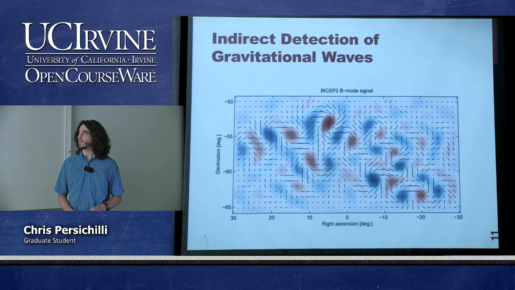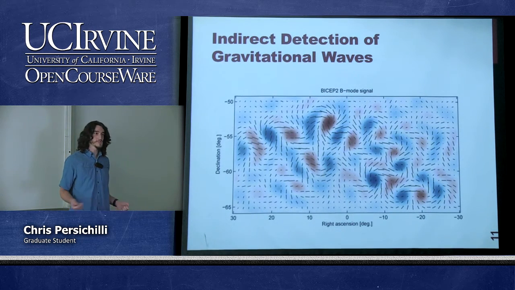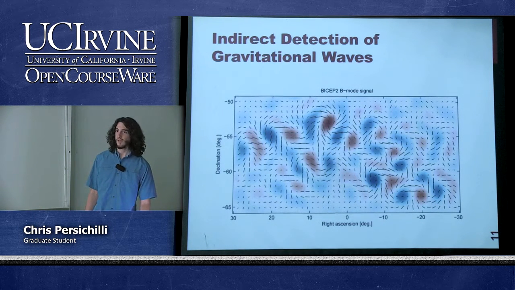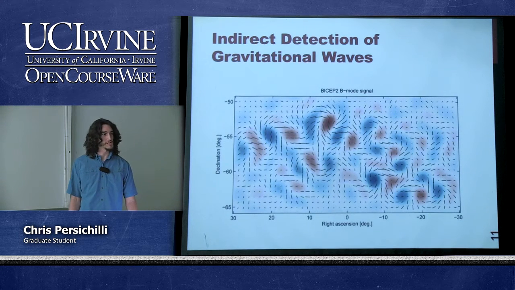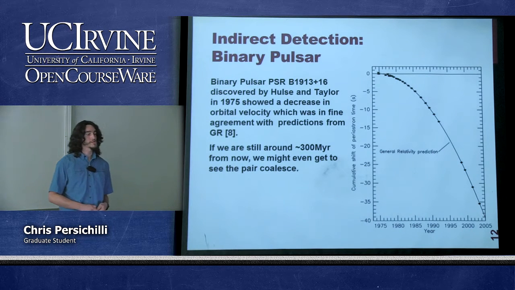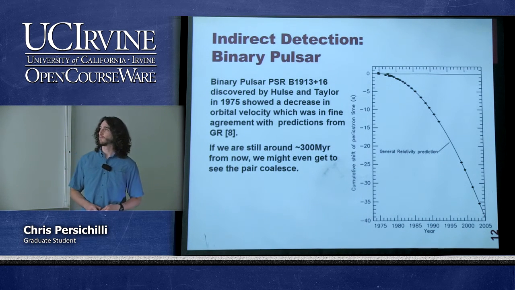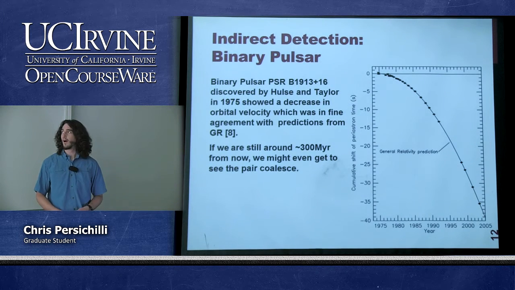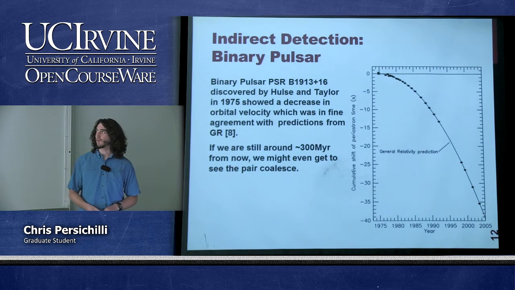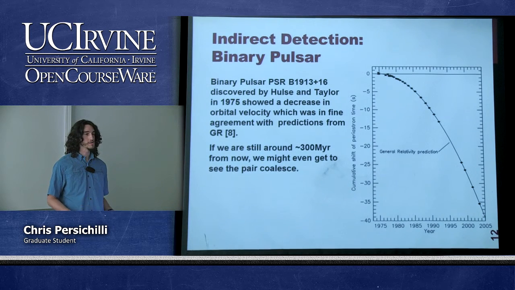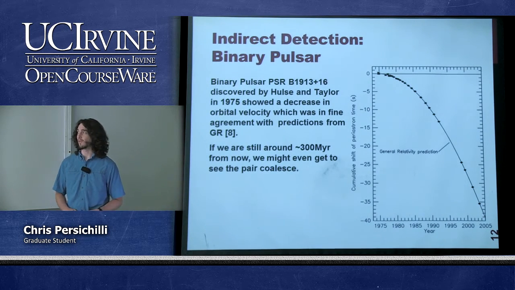So moving on to indirect detection of gravitational waves, which doesn't sound as exciting, but in reality is where we've been more successful in actually proving that there's a reason to believe that these things exist. The first real confirmation that gravitational waves are a thing came from Hulse-Taylor's observation of a binary pulsar. They discovered this pulsar and monitored it over many years, and the decrease in the orbital period showed an extremely good match with the predictions from general relativity.